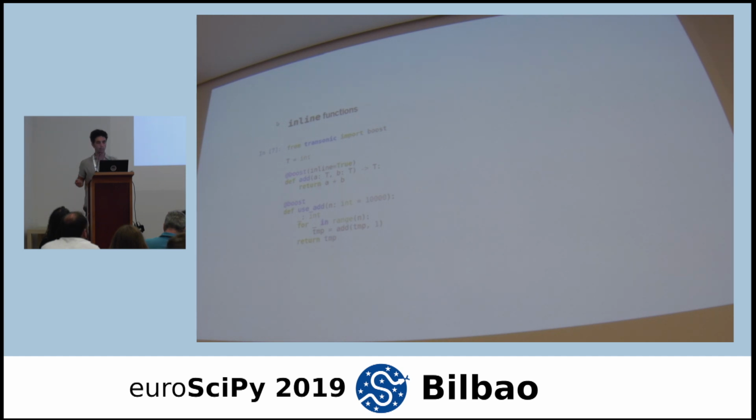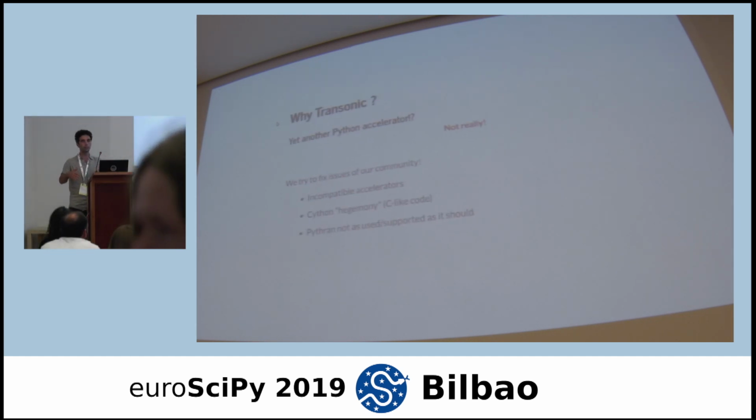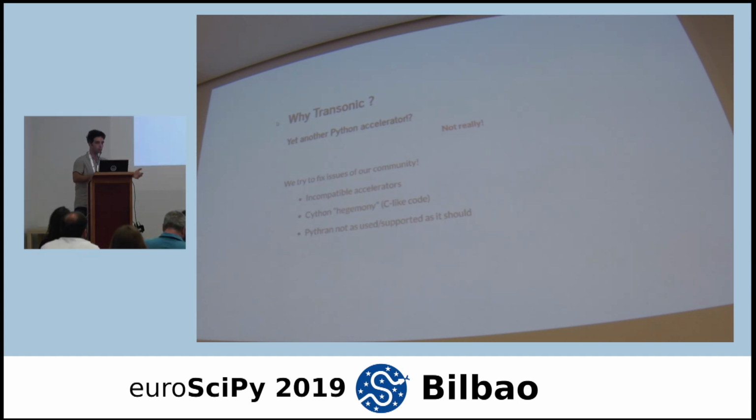So why Transonic? Okay, yet another Python accelerator. So not really, or not at all. It's really a meta compiler which uses other compilers, and it's done to fix an issue of our community. We have completely incompatible accelerators. If you write Cython code, you can't use Numba at all, and if you write Numba code, you can't use Cython at all, and Pythran is the same. And we have kind of this Cython hegemony, which is not bad at all, but Cython is used a lot, and it would be nice if other compilers would be used a little bit more. And Pythran in particular is really, really cool and should be used a little bit more.